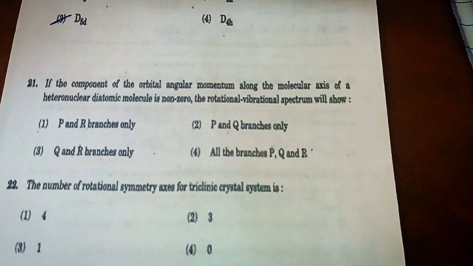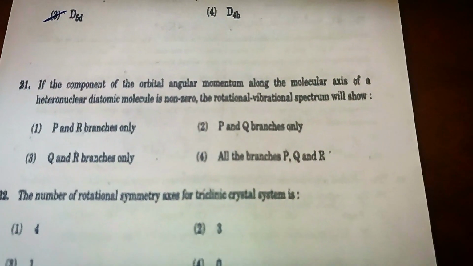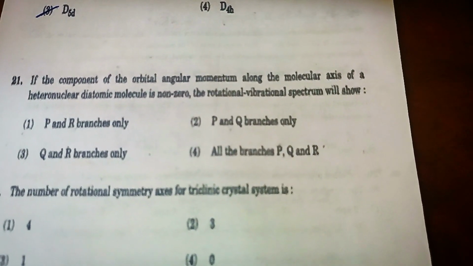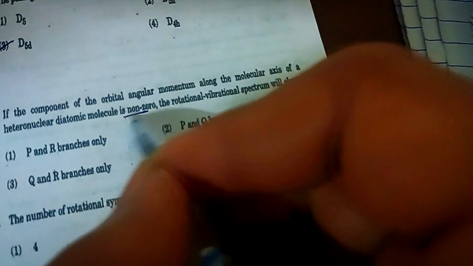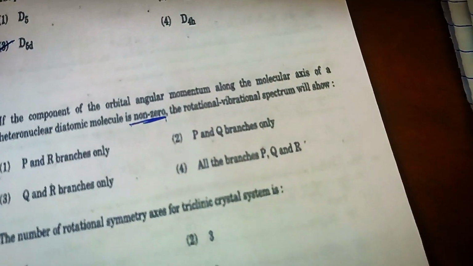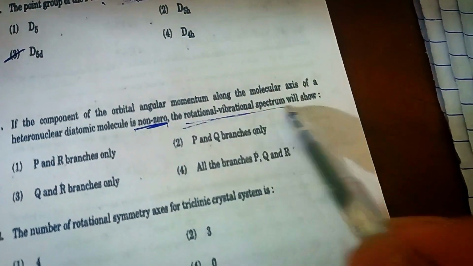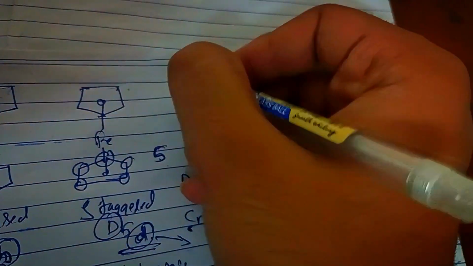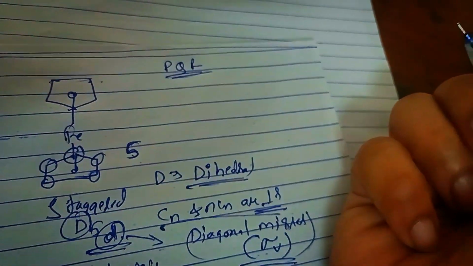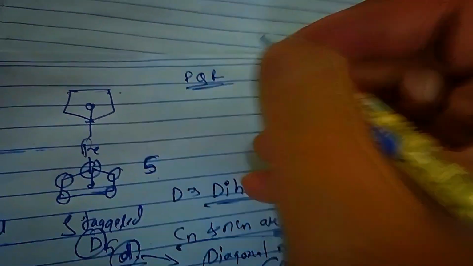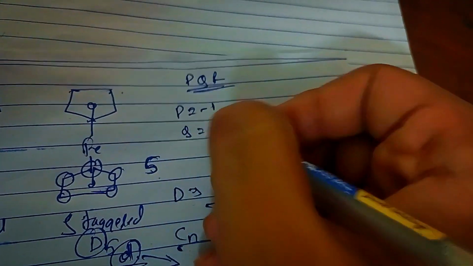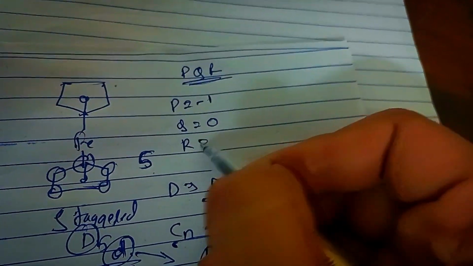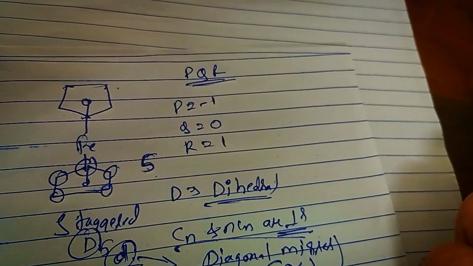Next, 21st question. If the component of the orbital angular momentum along the molecular axis of a heteronuclear diatomic molecule is non-zero, the rotational vibrational spectra will be. If they are asked about the rotational vibrational spectrum, then we have to know about the PQR lines. PQR lines are the lines where P is for ΔJ = -1, Q is called 0, and R is equal to +1. These are the PQR lines.